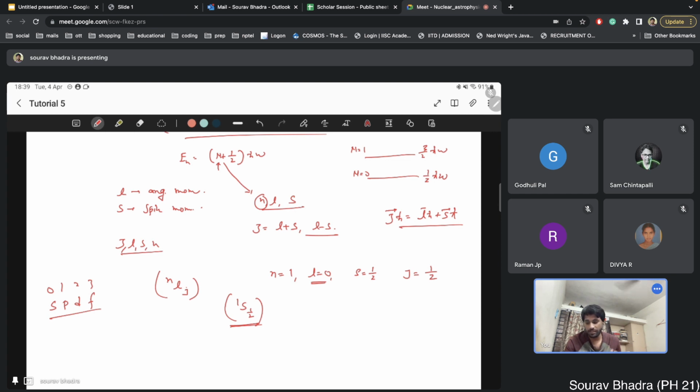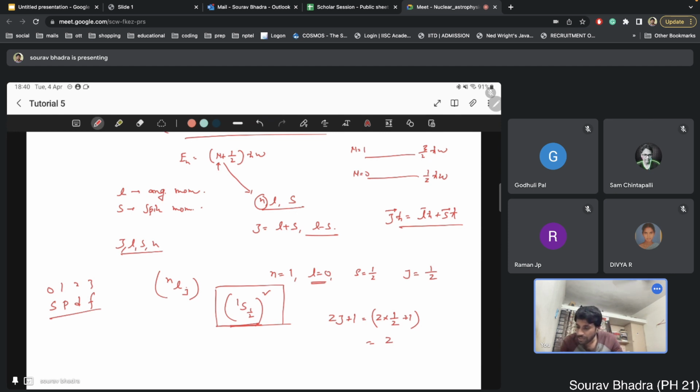Now the second question is, how many nucleons will there be in this particular state? That can be calculated by 2J plus 1. So for this state, J is half, so 2 times half plus 1 means 2. So 2 nucleons will be there in that particular state, 1s half. That's why we express the total thing like this: 1s half is the state, and 2 tells you the number of nucleons.